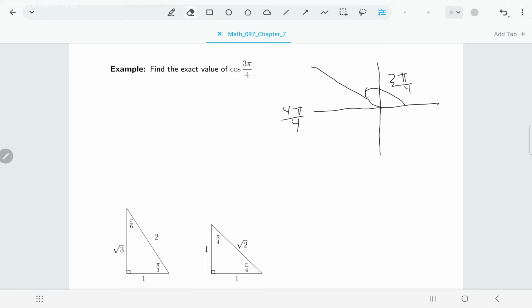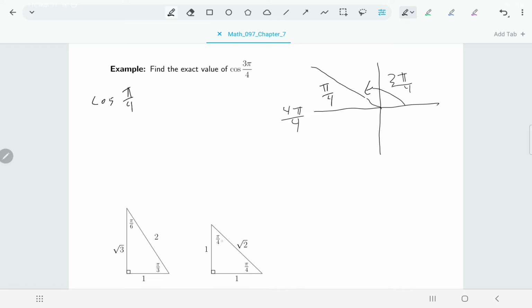And if we're thinking about how far away am I from the x-axis, I'd say, well, since my angle 3 pi over 4 takes me all the way to here, and it's 4 pi over 4 to get all the way to the x-axis, the difference between 3 pi over 4s and 4 pi over 4s is 1 pi over 4 of a difference. So it looks like my reference angle is pi over 4. So I'll start off with first finding what is, in this case, cosine of pi over 4.